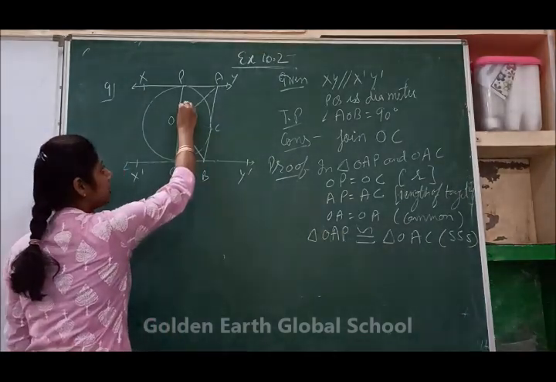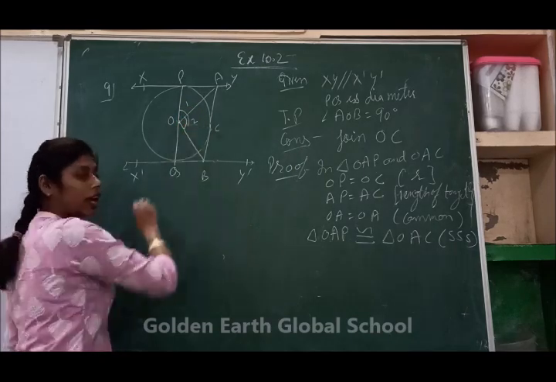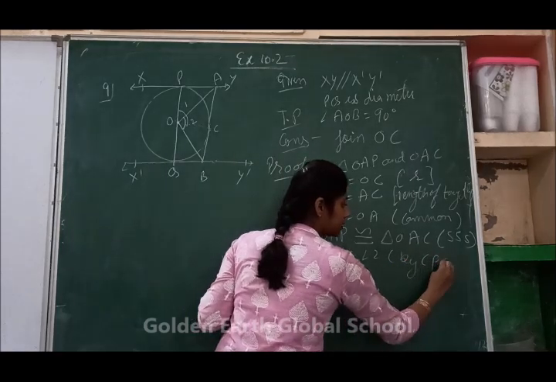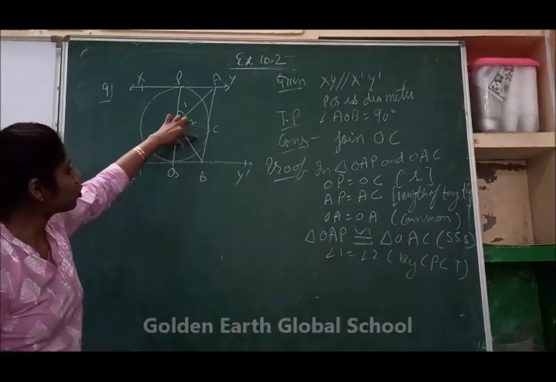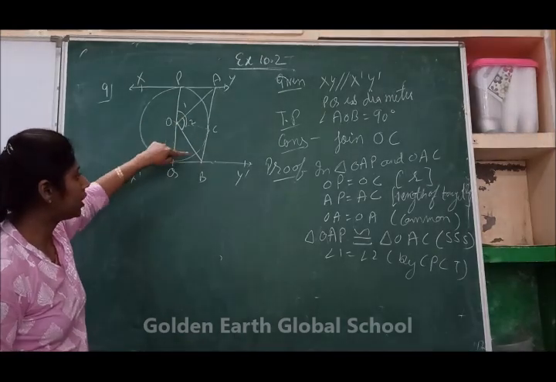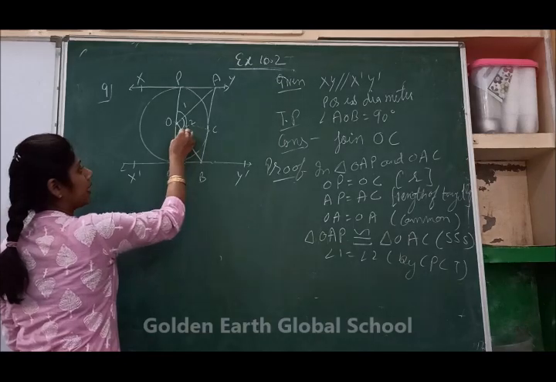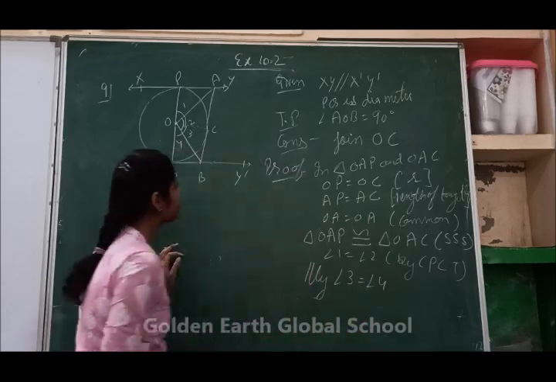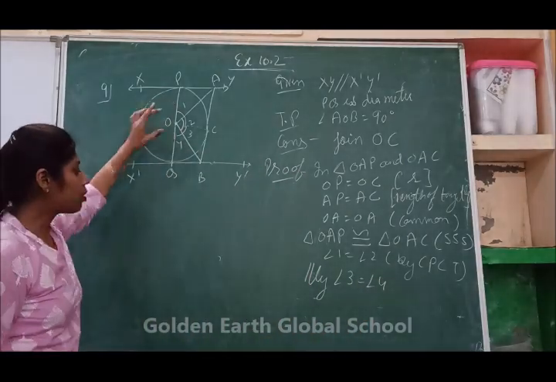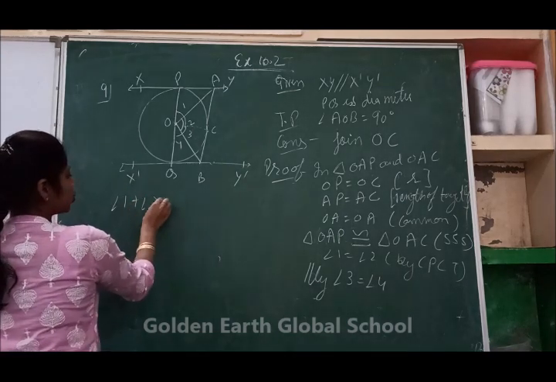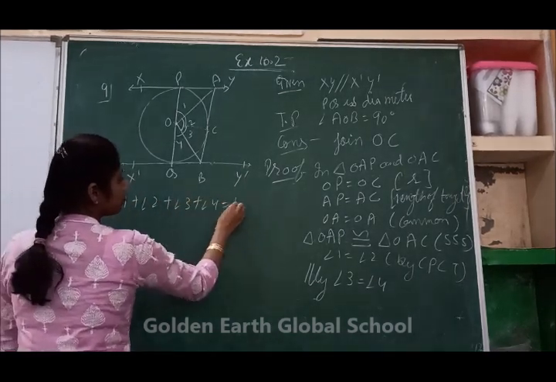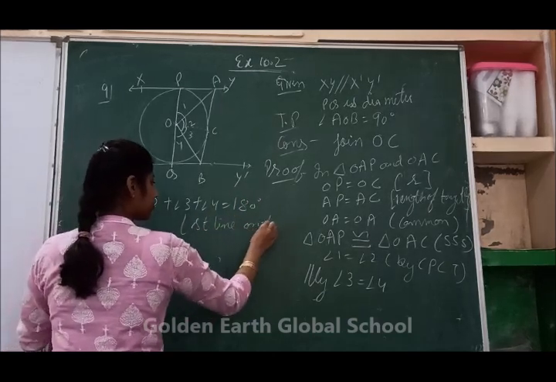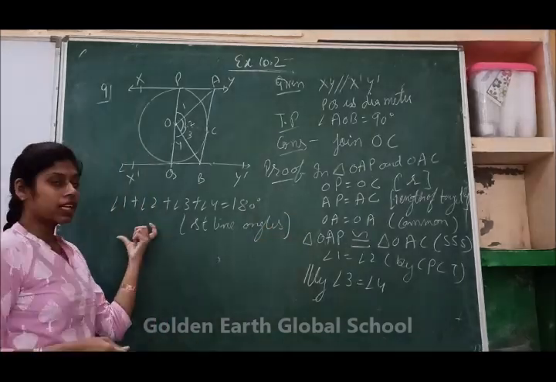So we can say this angle 1 and 2 are equal by CPCT. Similarly, if we prove these two triangles are congruent, OBC and OBQ, we can say angle 3 and angle 4 are equal. Now, PQ is a straight line. So, sum of all angles 1 plus 2 plus 3 plus 4 is equal to 180 degree. Reason is straight line angles. Don't write linear pair. These are straight line angles.